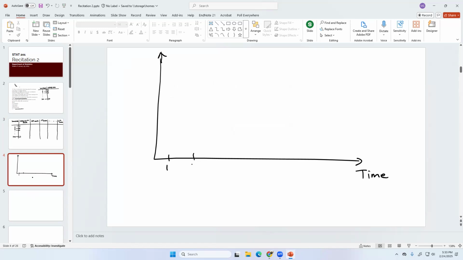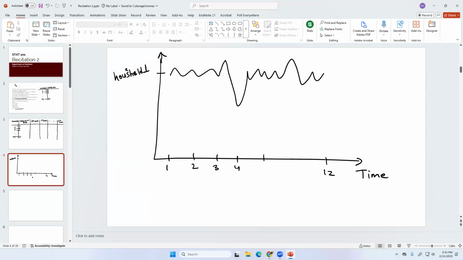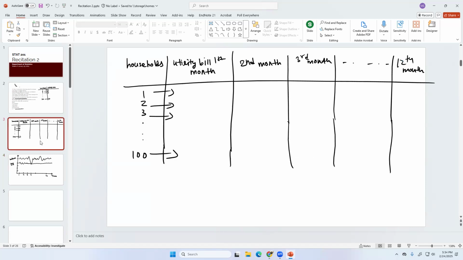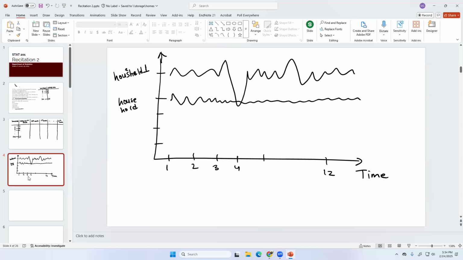You have time on the x-axis, so you have all the 12 months here. And for, let's say, household 1, you see how this is changing. For household 2, you see how the utility bill is changing, and you do it for all of the households, right? So given the nature of the data set you're collecting, this time series format is the best way to visualize it.